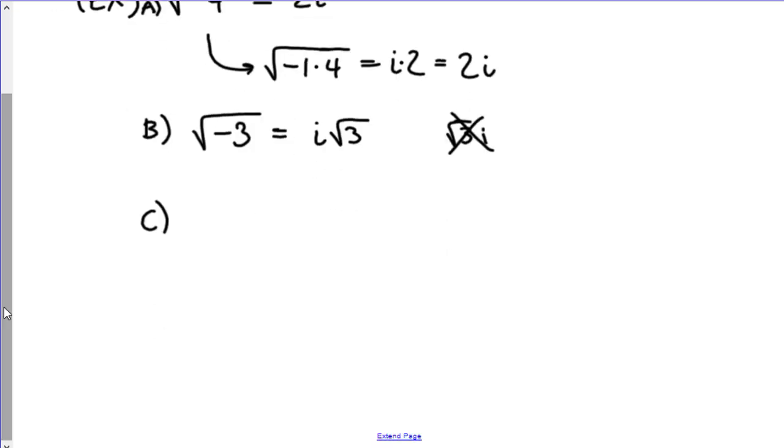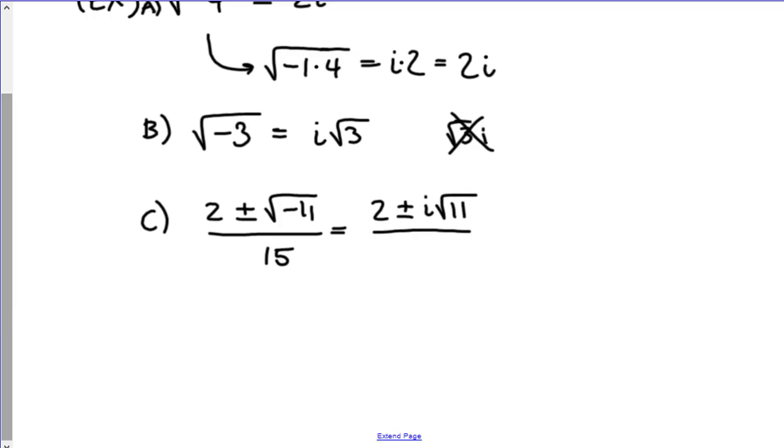Okay. When solving quadratics, you can end up with parts that look something like this. And in those situations, to simplify, you just simplify the radical. In this case, 11 is a prime number. Can't do anything else with it, but we can pull that negative out as an i. And that would be the simplest form of that particular answer.